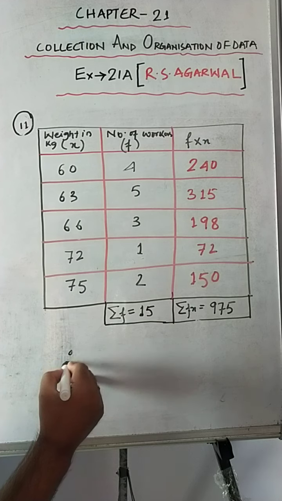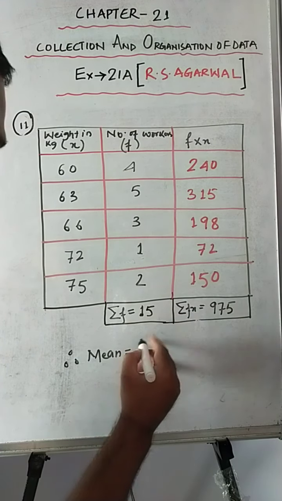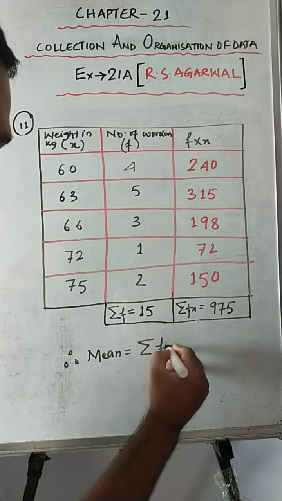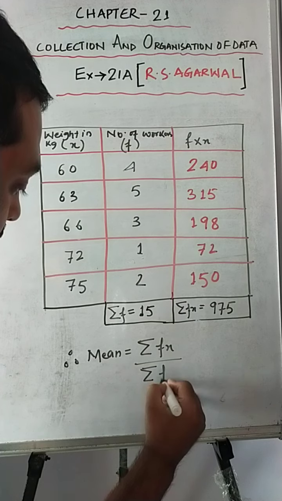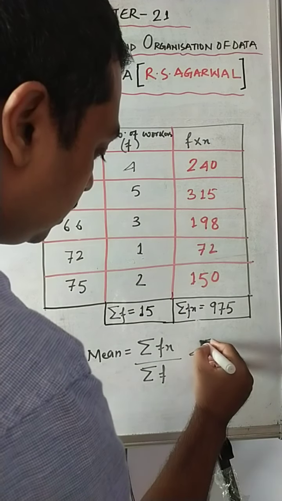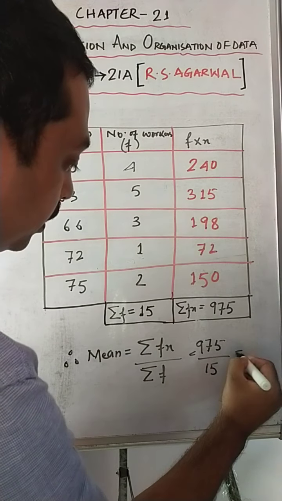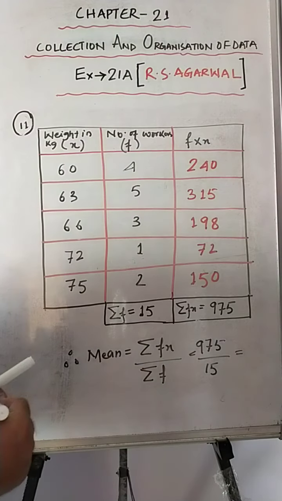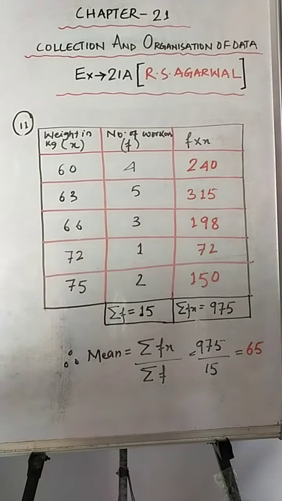Now we have to find the mean. The formula of the mean would be equal to summation of fx by summation of f. Now what is summation of fx? 975 by 15. If you reduce this number by 15, you will get 65 as the answer.